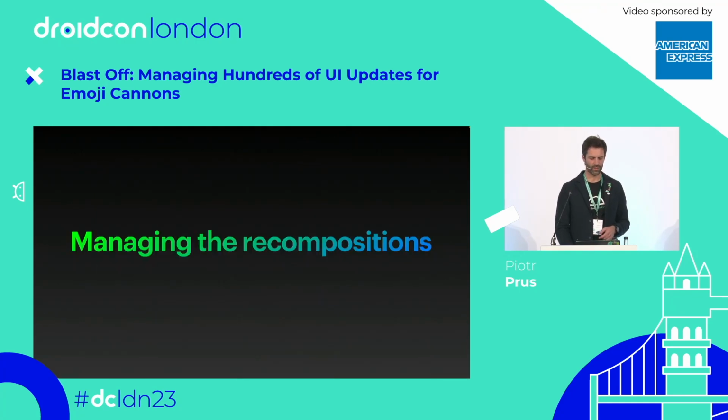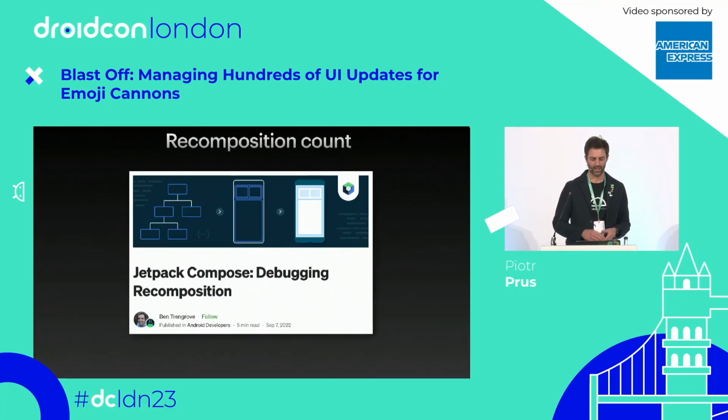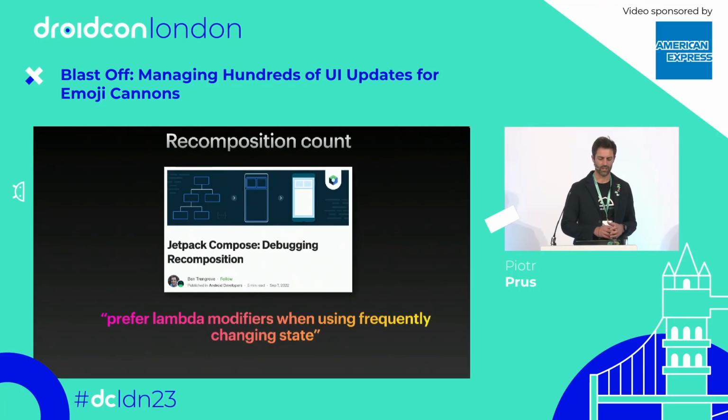And why is it happening? We need to manage those recompositions. I found this article very helpful, by Ben Trengrove, Jetpack Compose debugging recomposition. This article will guide you through how to manage those recompositions. But basically, we should prefer lambda modifiers when we are using frequently changing state. Why? Because with normal modifiers, when we change a value that is not in a lambda, the whole modifier tree is recomposed. That's why we have so many recompositions, because every change in the offset or rotation recomposes the modifier tree. When we use a lambda, it's used during render time, so it doesn't cause recomposition.